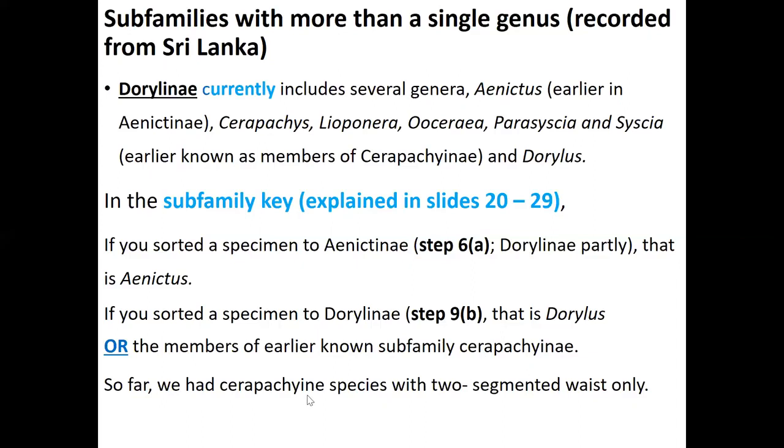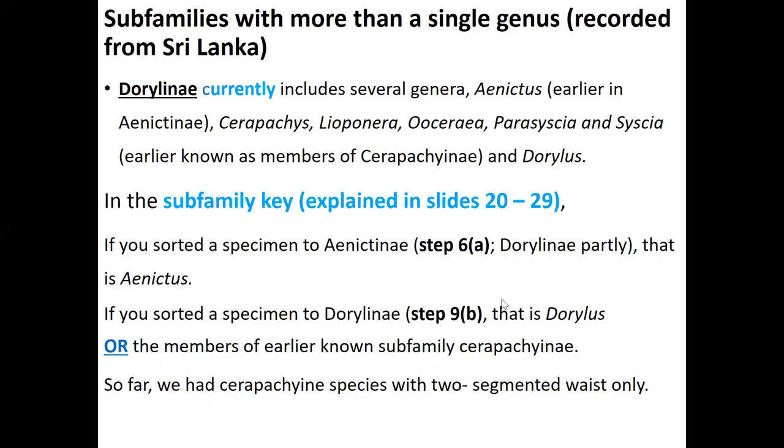So far, we had Serpentinae species with a two-segmented waist only. I mention this purposely because if you observe a Dorylus, I'm going to show you Dorylus, Dorylus usually has only one segment in the waist. That means petiole only, in the specimens found in Sri Lanka. But Serpentinae species had two segmented waists, so there is no problem to separate them later.